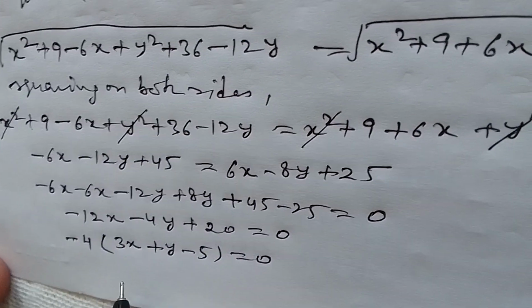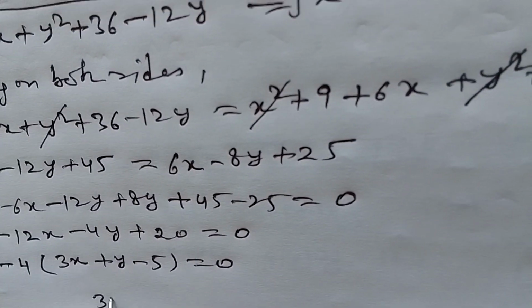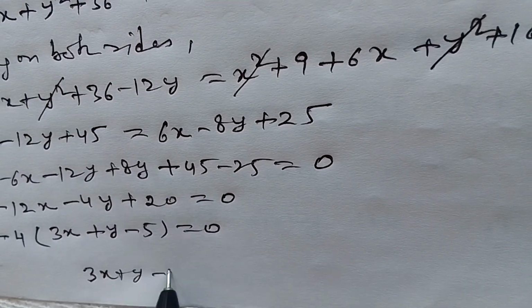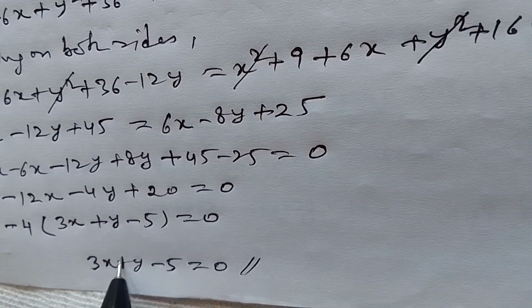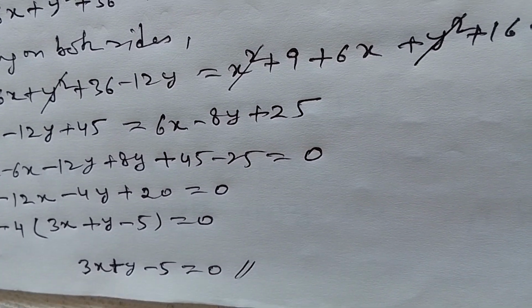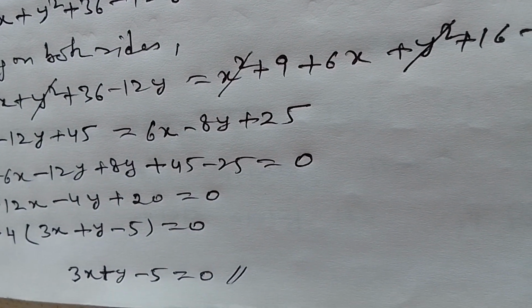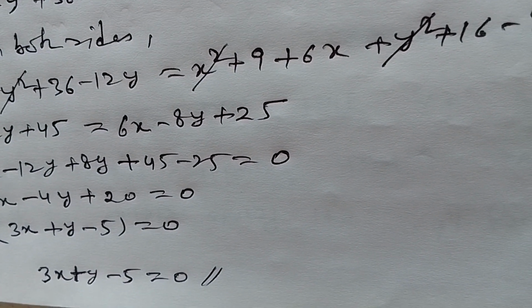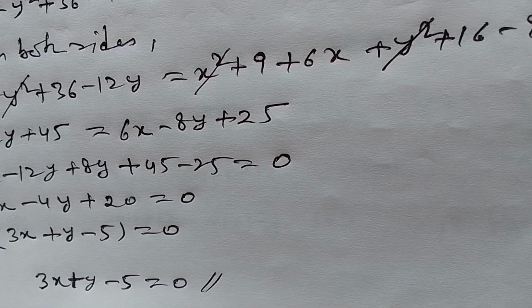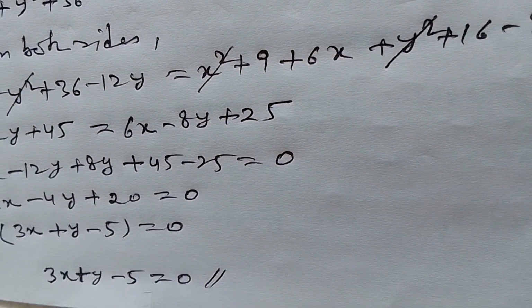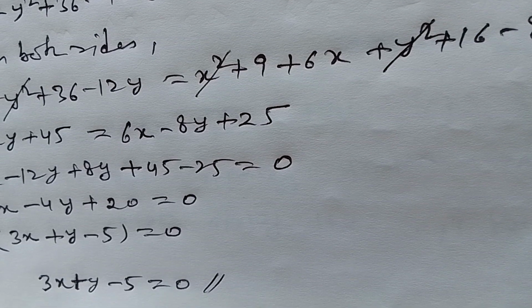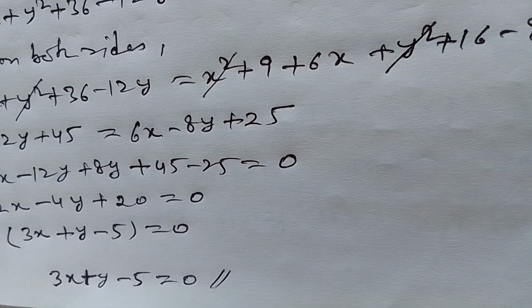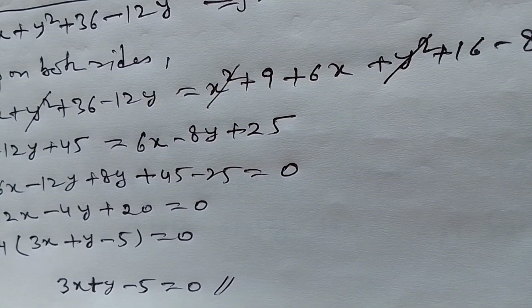The relation 3x plus y minus 5 is equal to 0 is the answer of the question, because we have to find a relation between x and y so that the point remains at equal distance from these points. So this is the relation which keeps the point (x, y) equidistant from the given points A and B. So this is the answer of the question. With this we have completed exercise 7.1.